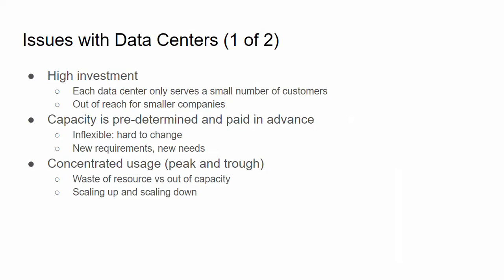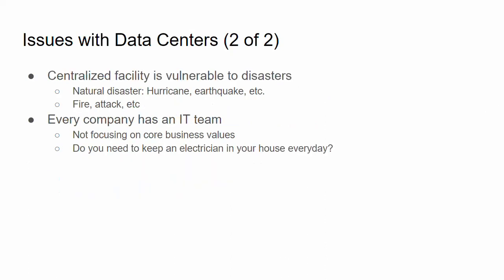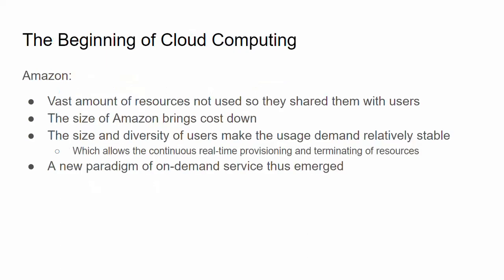High investment, predetermined capacity, peak and trough usage, centralized and disaster vulnerable, and not focusing on core business value. These are the reasons that cloud computing came into being. The beginning of cloud computing actually starts with Amazon.